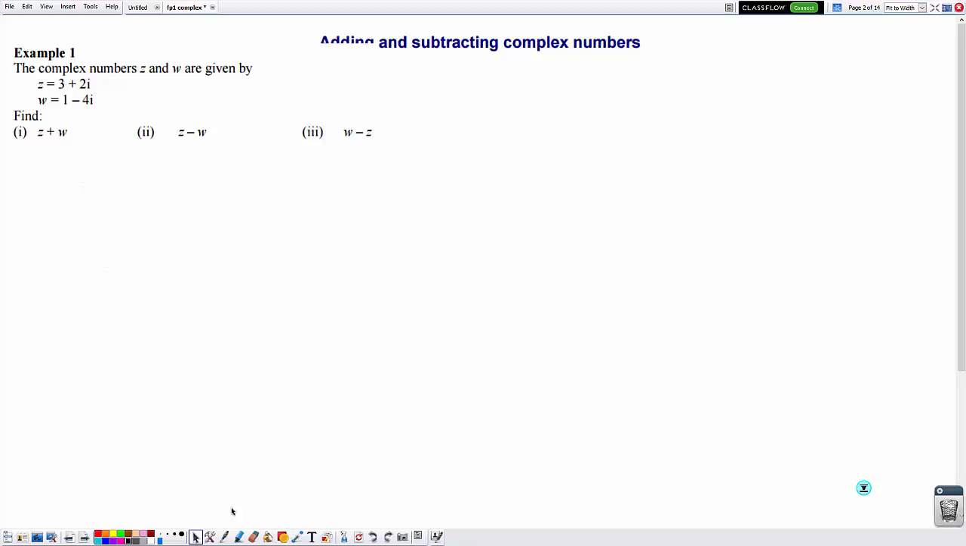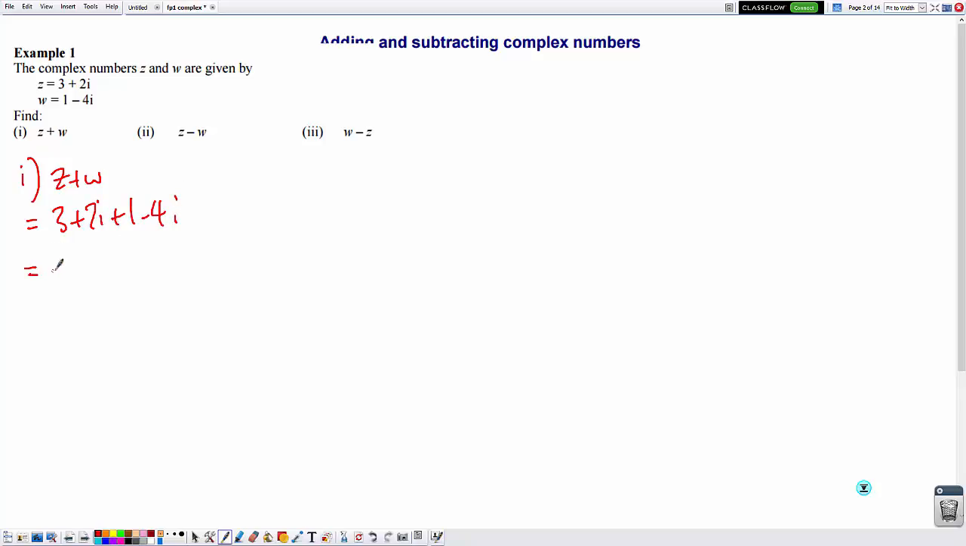So when adding complex numbers, we just add the real parts and add the imaginary parts. So if I look at this example 1, z equals 3 plus 2i, w equals 1 minus 4i. I'm adding these two together. z plus w, well, it's 3 plus 1, plus 2 minus 4 i. Actually, for now, we'd write out the whole thing. So it's 3 plus 2i plus 1 minus 4i.